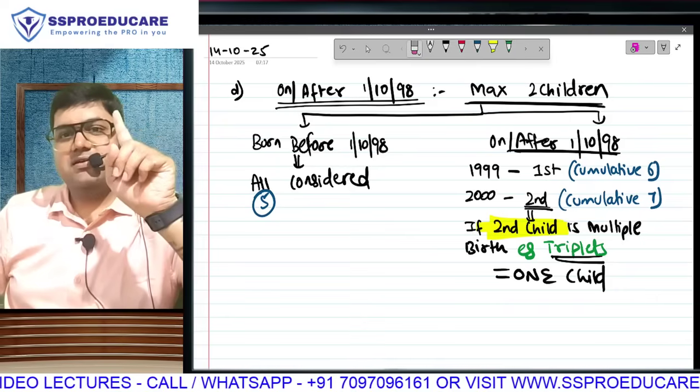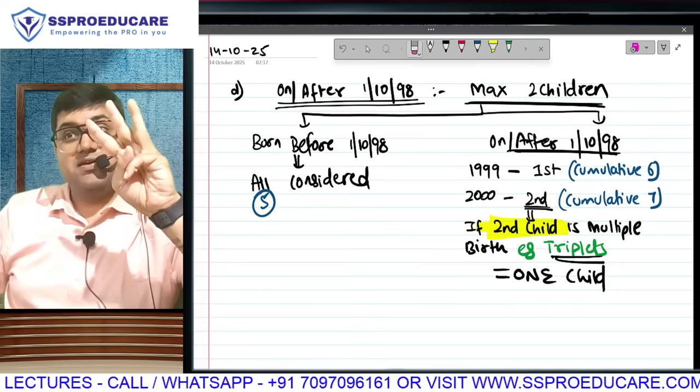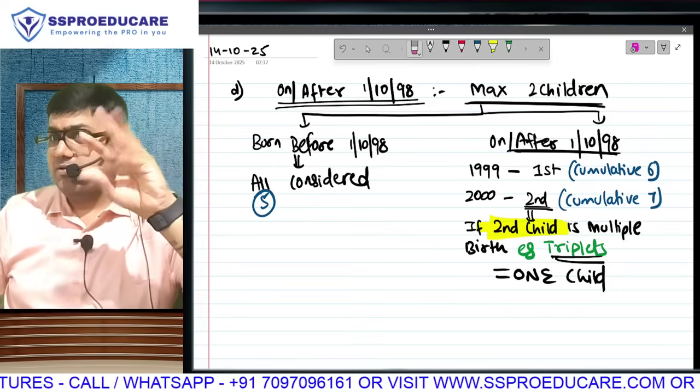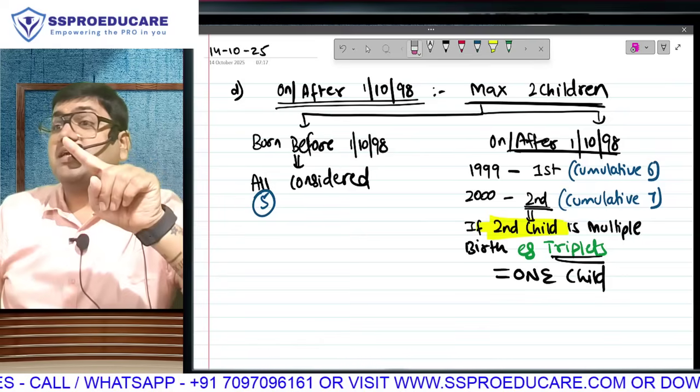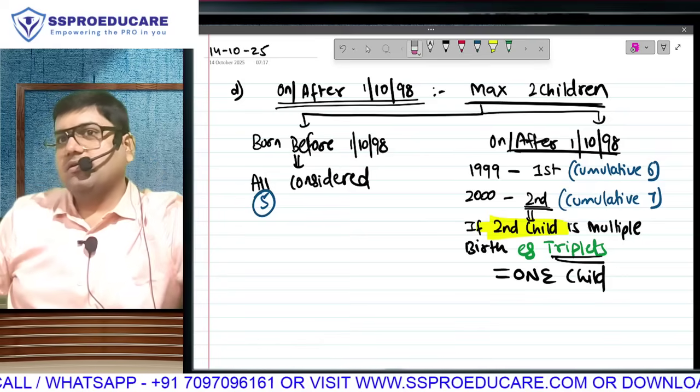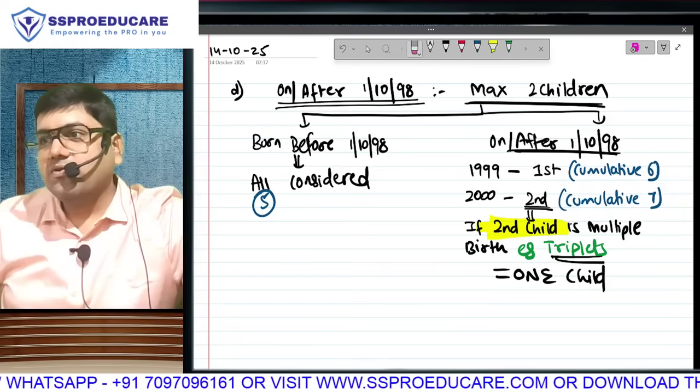Self ka ticket we will take. Spouse we will take. Son we will take. Hey, but 2 children allowed, na? So 3 ka you are taking? Yes, because second child was multiple birth. Correct hai? रुको, स्टोरी में ट्विस्ट है.